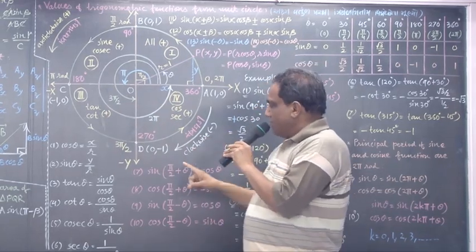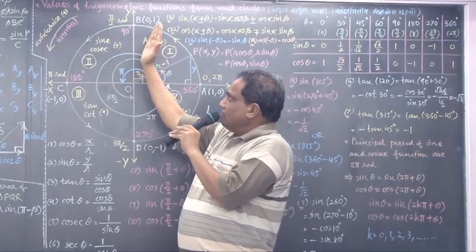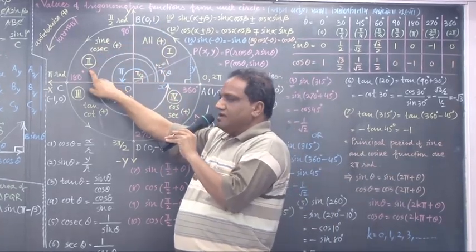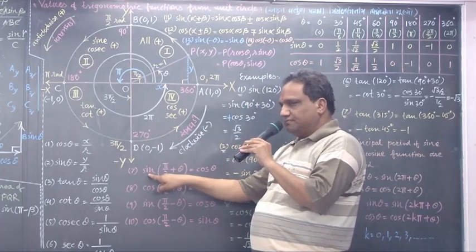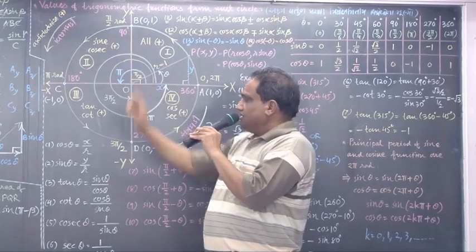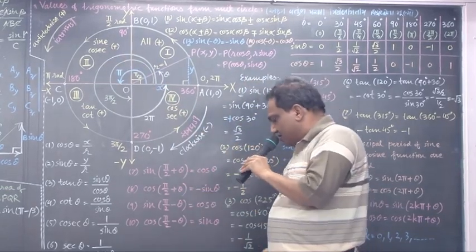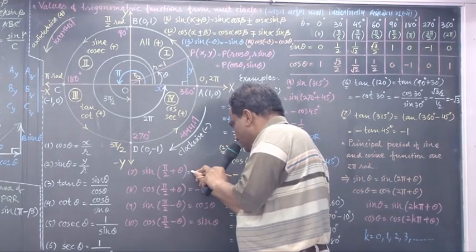Now tell me. Pi by 2 plus. Look here. Pi by 2, so when you cross this, where are you? Second quadrant. In the second quadrant, you are looking for the sine value. In the second quadrant, the sine function is positive. So you should start with a positive sign. Positive.